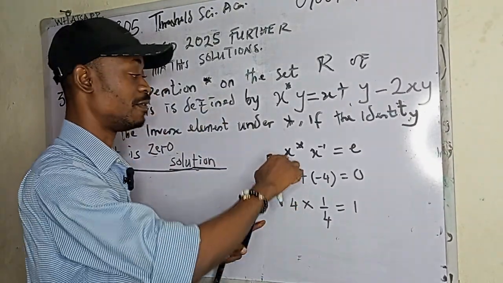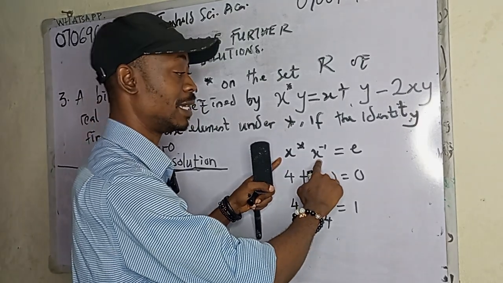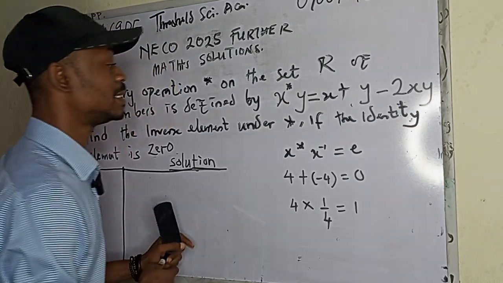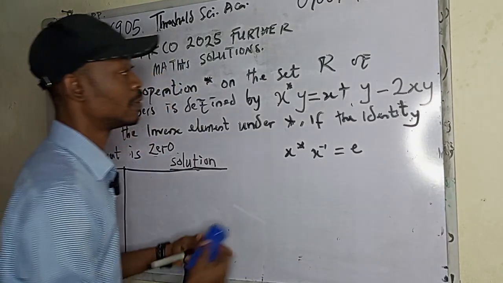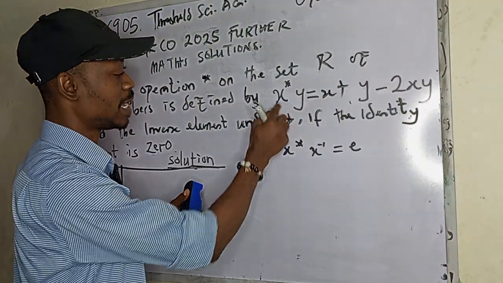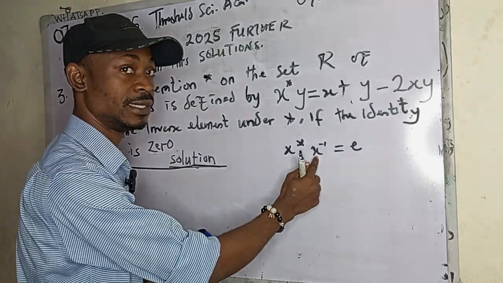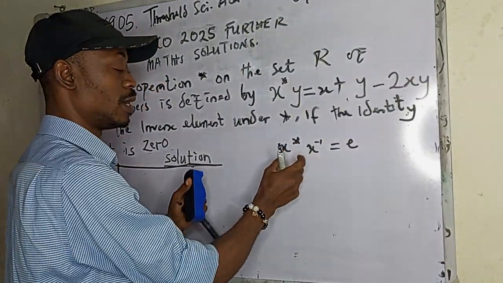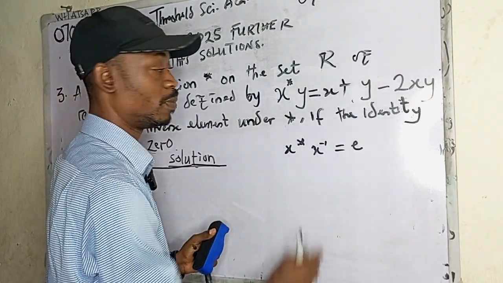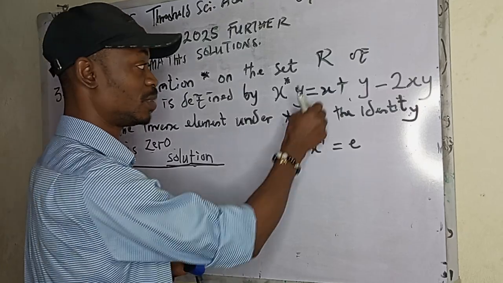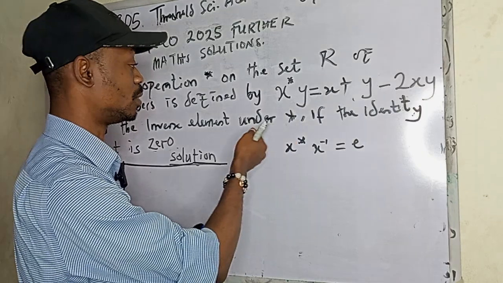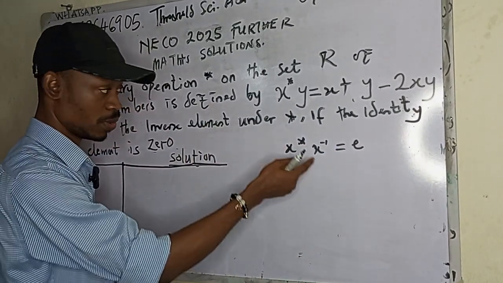So basically, if you perform an operation with a number and its inverse, you get the identity element. Now this time, they say the identity element is 0. According to how binary operations work, this x is for x, and this y is for the inverse of x. Whenever you see x, you just put x, and whenever you see y, you just put x raised to the power minus 1, the inverse of x. We put it in the expression and equate it to e, because everything must give us e, and according to the question, e is 0.